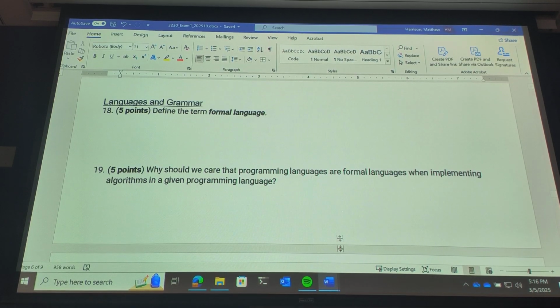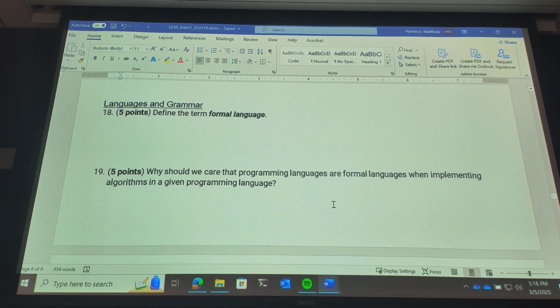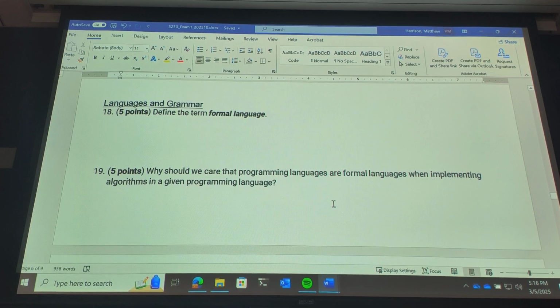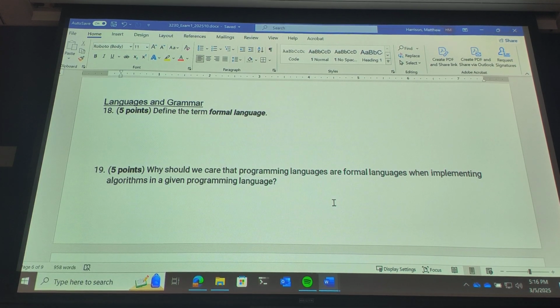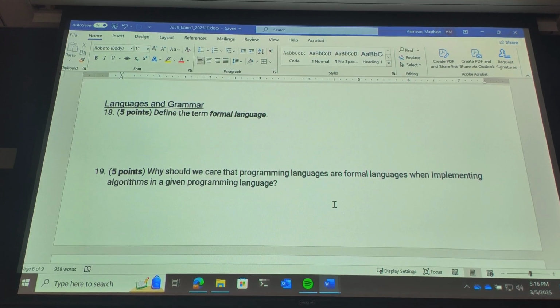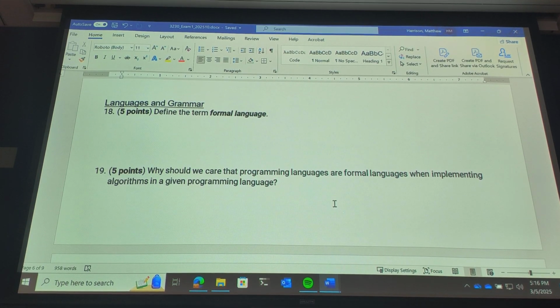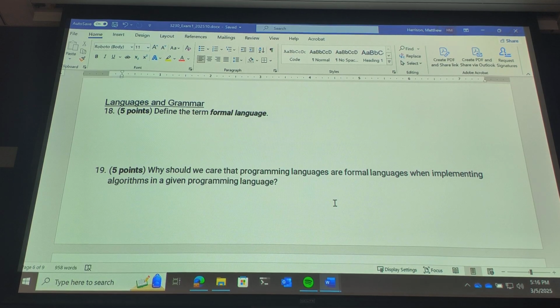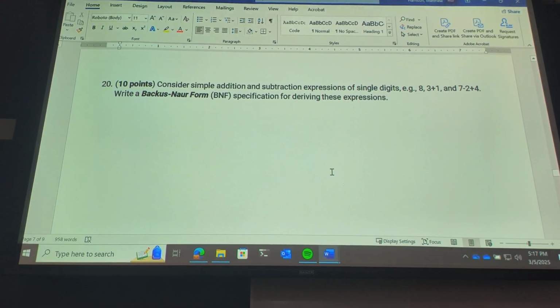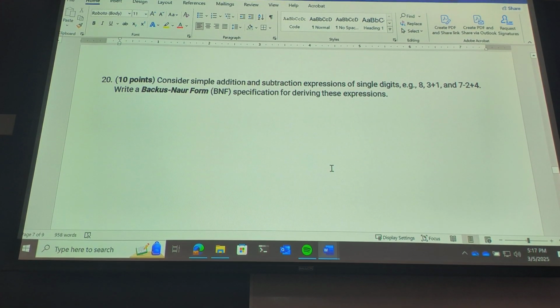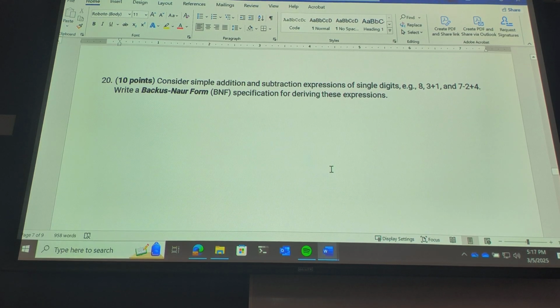All right. 18 and 19, gimmies. Define formal language. That's a memorization definition, it's in the notes. Number 19, why should we care that programming languages are formal languages when implementing algorithms in a given programming language? You just did that. Hopefully you understand from the homework why we care about that. We also just talked about that today. 20, give me a Backus-Naur form of that little guy, which I think we did in the notes. So that one shouldn't be too bad.